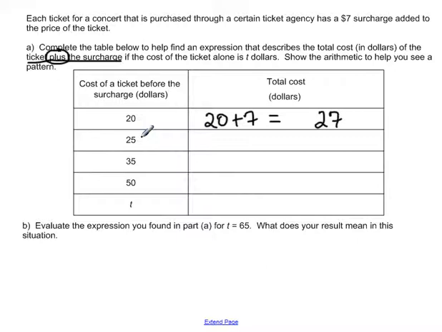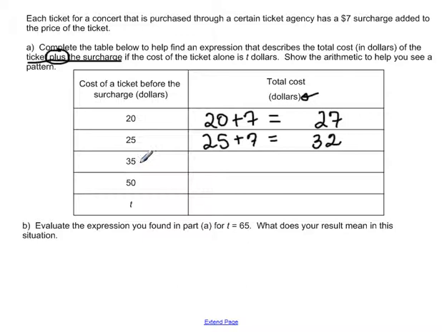What if the published price of the ticket is $25? What would be the total cost? Again, we take the $25 for the price of the ticket, and then we have to add on the surcharge fee, and that would give us 32. And notice, because up at the top of the column it tells us that these are in dollars, we don't necessarily need to write the dollar sign in front of each one of those numbers.